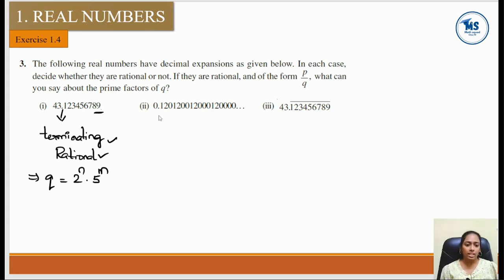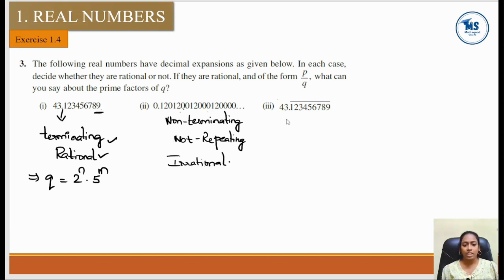Then the second question is 0.120012000120000. If you see this question, this is clearly non-terminating, and it is not repeating also. Our rational numbers are only of two types, either terminating or non-terminating and repeating, but this number is not repeating, so it is not a rational number, it is an irrational number.